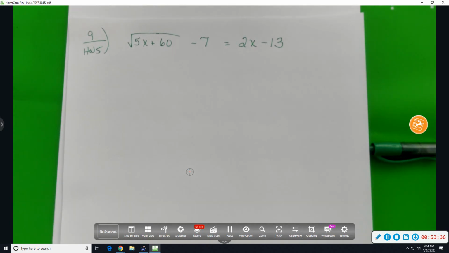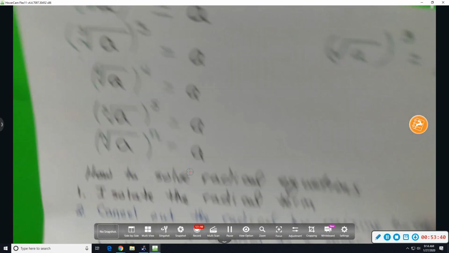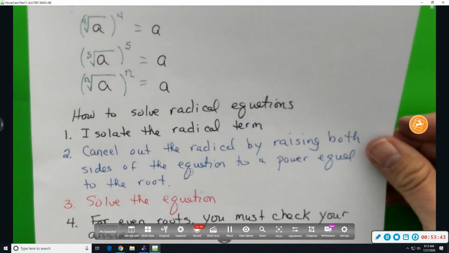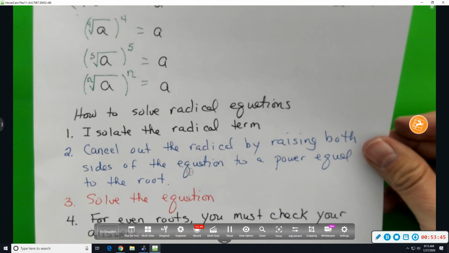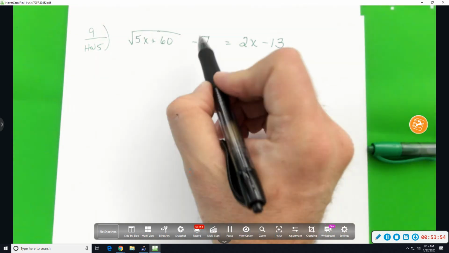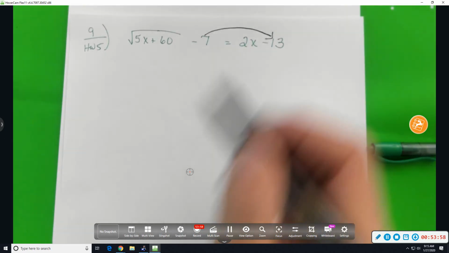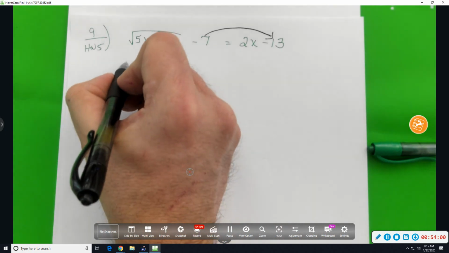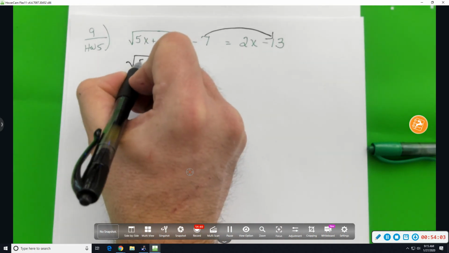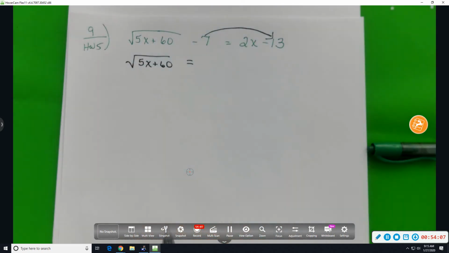The homework. So, following these steps right here. First of all, isolate the radical term. Okay? What did we say we need to do to isolate that radical term? Move that 7. That square root needs to be by itself. So we just have the square root of 5x plus 60 on the left.